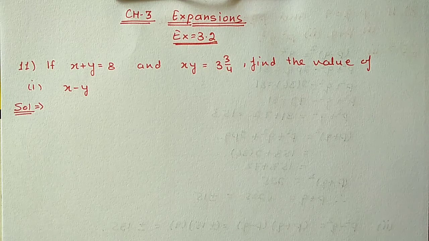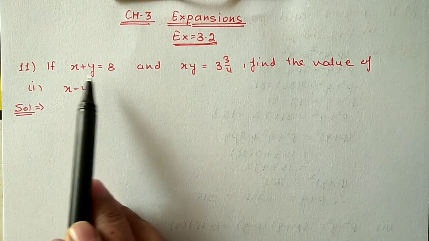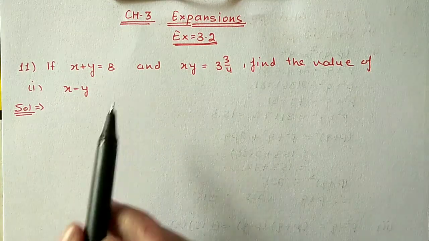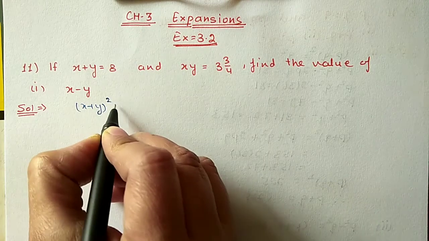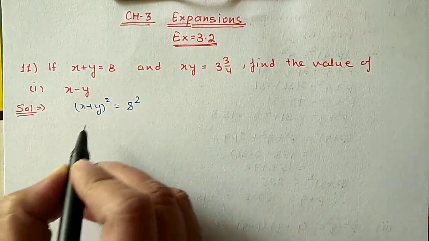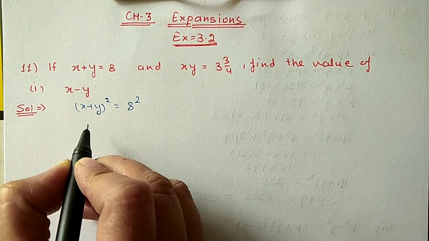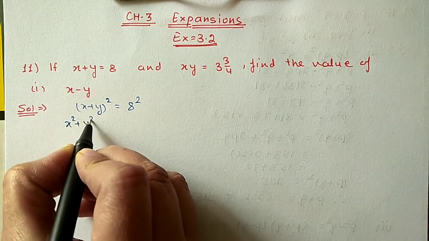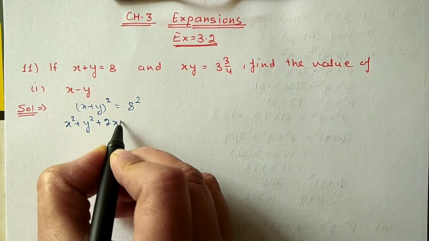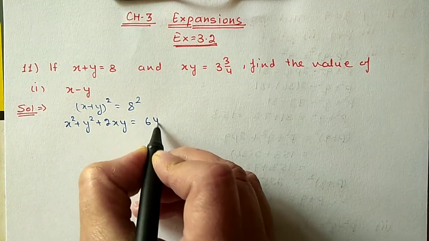If x plus y is equal to 8 and xy is equal to 3 whole number 3 by 4, find the value of x minus y. So in this question x plus y value is given, so we will start from this only. (x plus y) whole square is equal to 8 square. We have to use here the formula (a plus b) whole square, which is equal to x square plus y square plus 2xy, equal to 64.